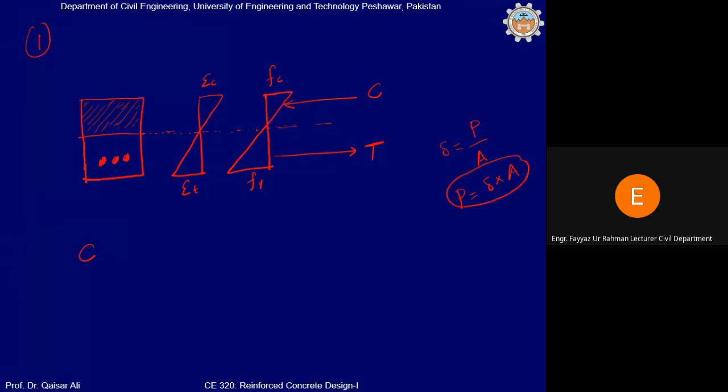Clear? So for example, if we want to calculate C, so C will be equal to stress. Now since you can see that stress is varying linearly, it is 0 at the neutral axis and maximum at the top. So you can take the average stress, which will be equal to Fc plus 0 divided by 2, multiplied by the area on which the stress is acting. What is the area? If this is, for example, B, the area on which the stress is acting.